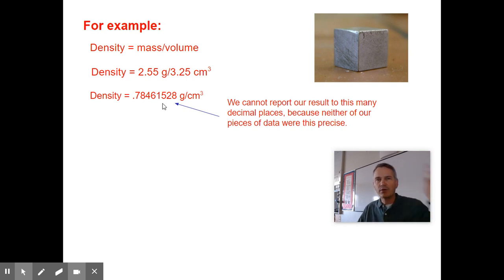Well, we can't report our answer to this many decimal places. We do not have any instruments in this building that measure to this many decimal places. So it would be wrong to report it that way because we're basically saying, yes, we can measure to this degree of precision, and we can't. So therefore, we would take a look at the numbers that we start with. We always say that you're only as strong as your weakest link. It's the same thing in measurements. You're only as precise as your least precise measurement.